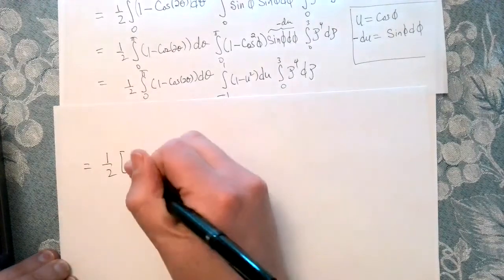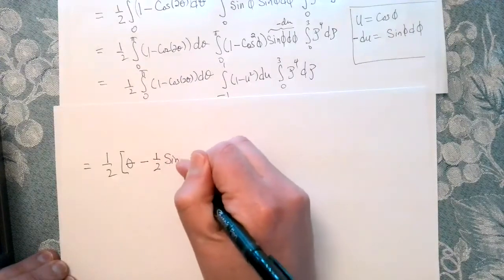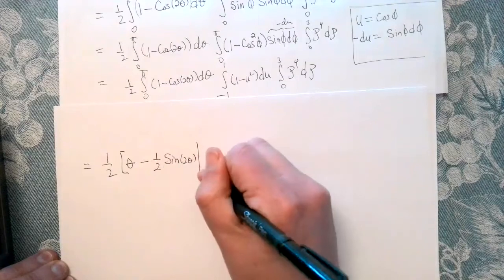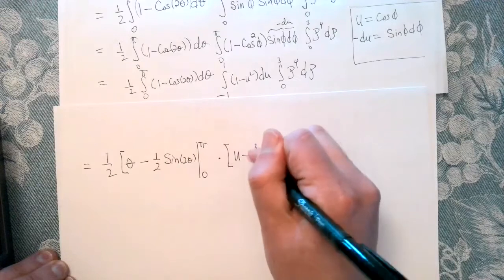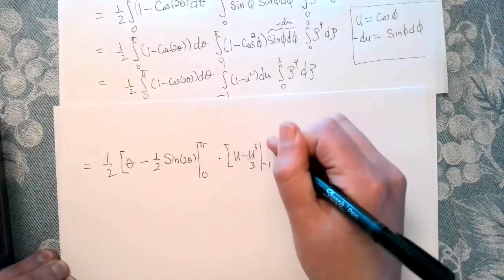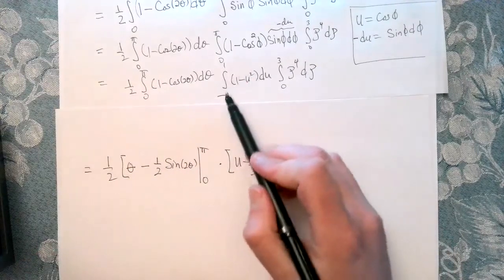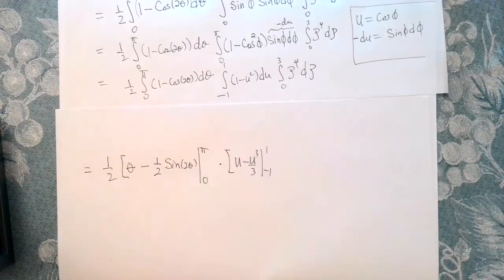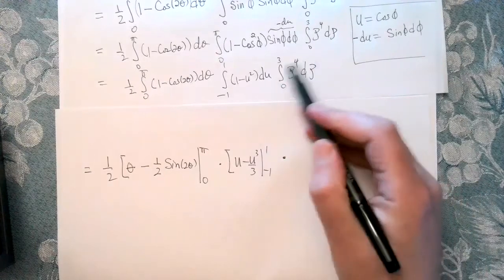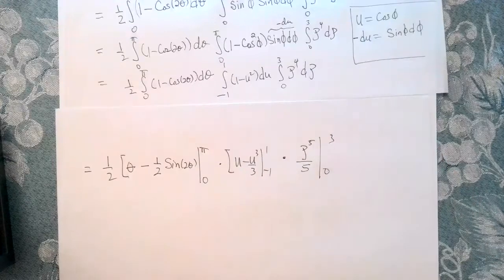Okay, so for this integral, the antiderivative of 1, so this is theta minus 1/2 sine of 2 theta from 0 to pi. This will be times that's u minus u cubed over 3 from minus 1 to 1. You could also use the fact that this is an even function on a symmetric interval and write this as 2 times the integral from 0 to 1. That's your choice. Here, this is going to be rho to the 5th over 5 from 0 to 3. So that was just the power rule.